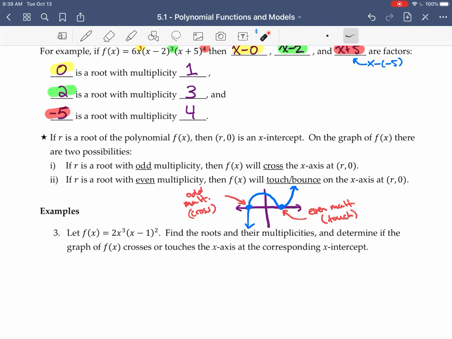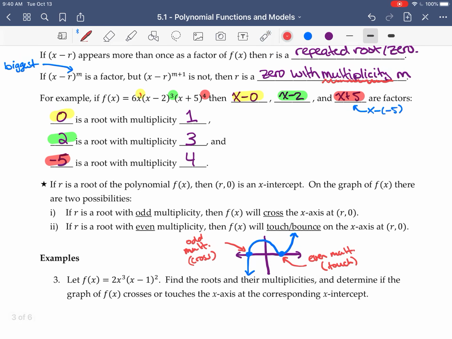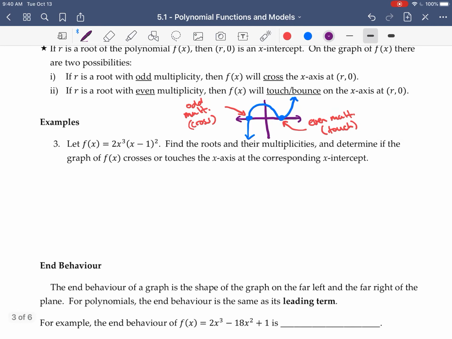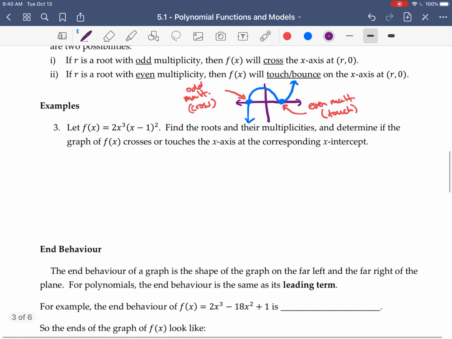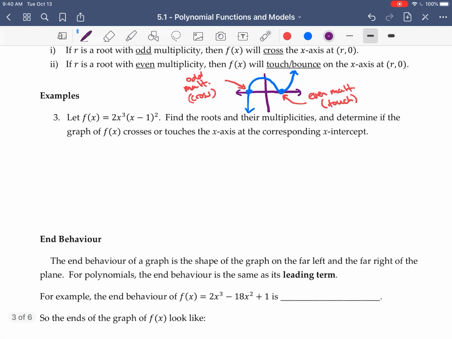So in this example above, this one will cross at x = 0. This one is also going to cross at x = 2, but this one is going to just touch at x = −5. So it's not going to cross, because the multiplicity is even. Let's do an example. Actually, I'm going to skip this example because I just talked about it with that example. So you want to find their roots, their multiplicities, and then determine if the graph crosses or touches.